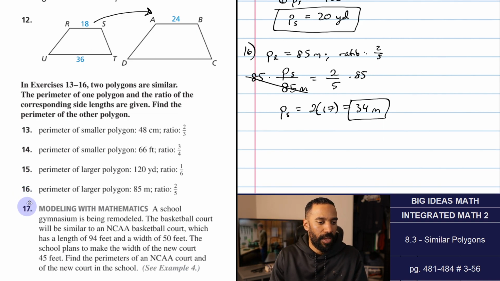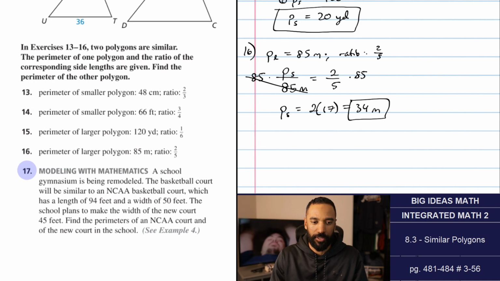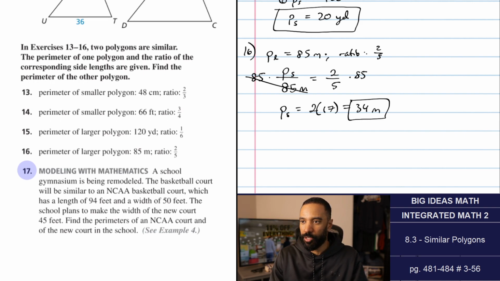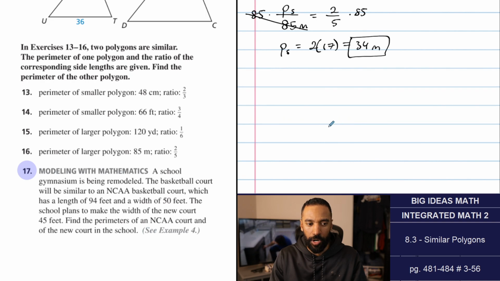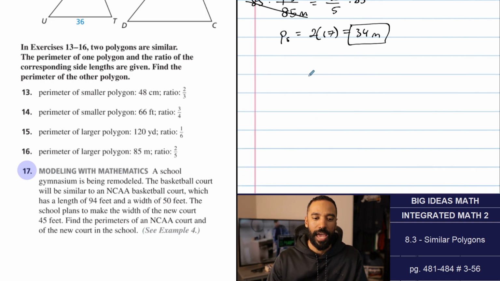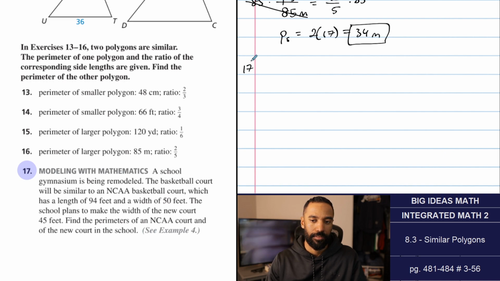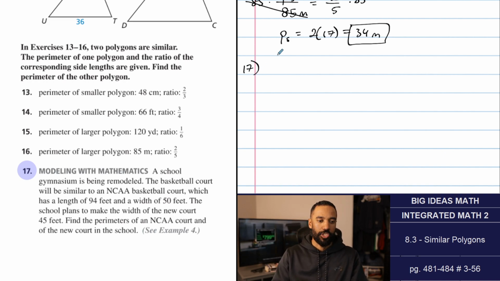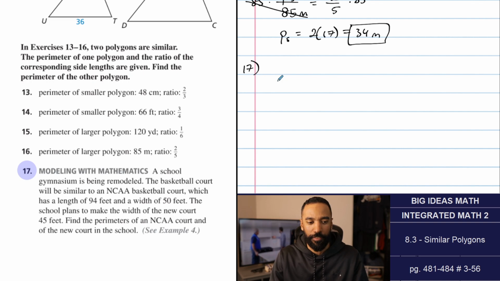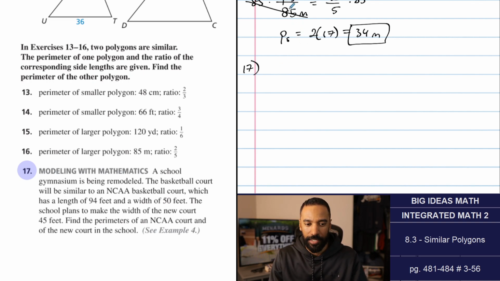Number 17. A school gymnasium is being remodeled. The basketball court will be similar to an NCAA basketball court, which has a length of 94 feet and a width of 50 feet. It says similar, like similar proportionally. The school plans to make the width of the new court 45 feet. Find the perimeters of an NCAA court and of the new court in the school.